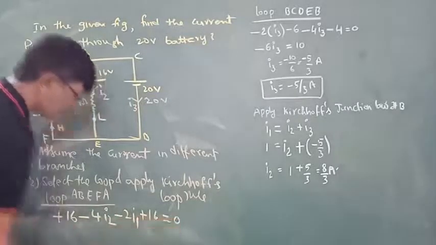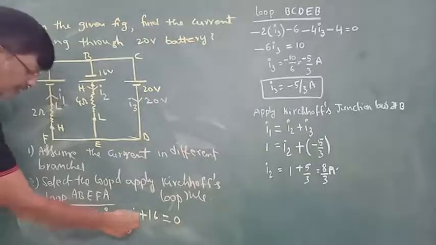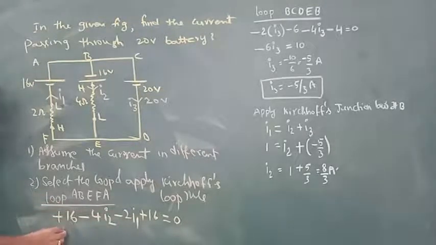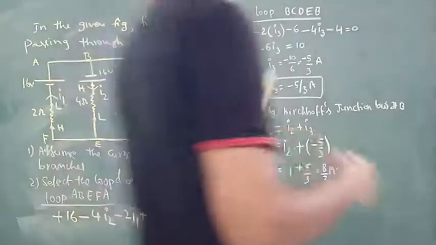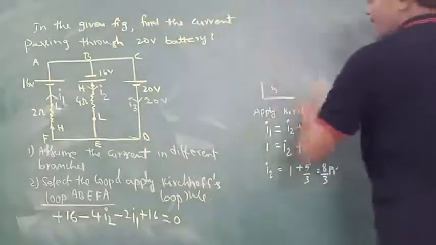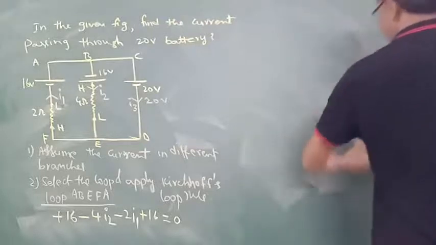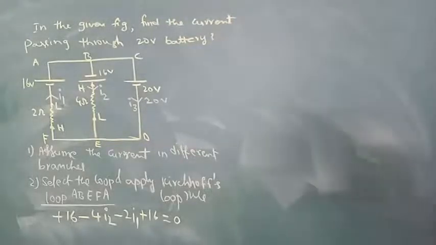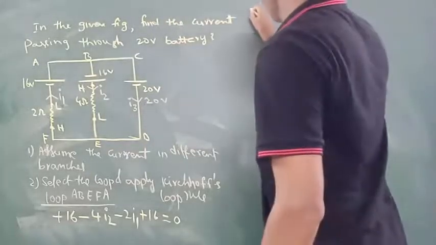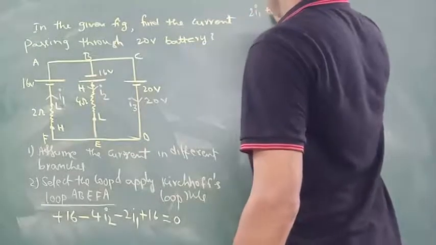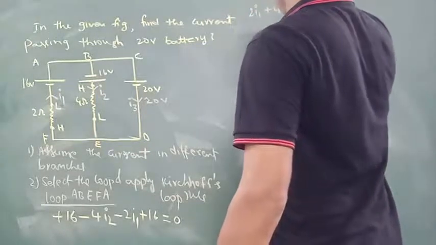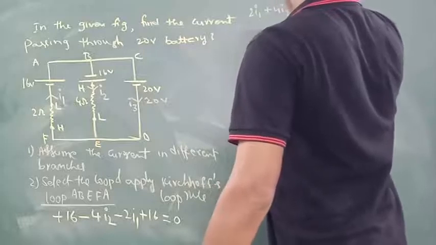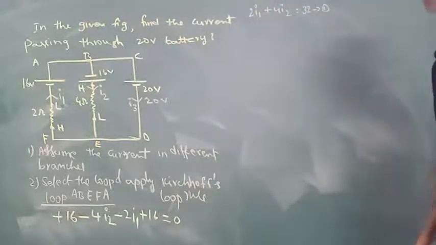is equal to 0. So 2I1 plus 4I2 is equal to 32, equation number 1.